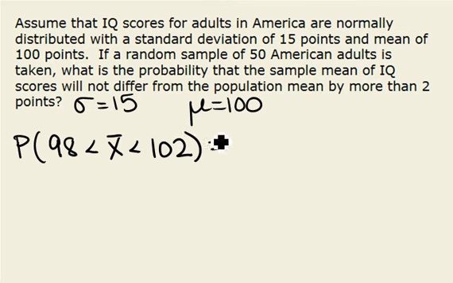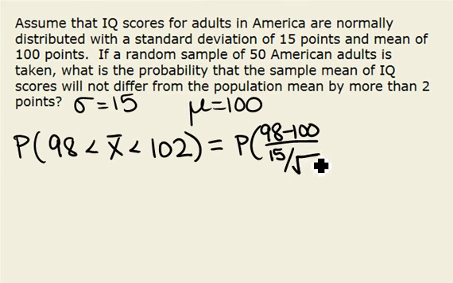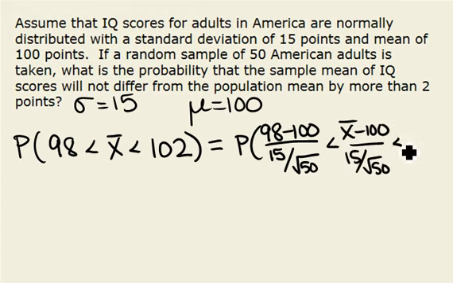to 98. To find this probability, since we know we have a normal distribution, we will convert to a standard normal z by subtracting the mean from everything, which is 100, and dividing by our standard deviation, which for the sample mean we have sigma over square root of n, and the sample size here is 50. So we will take x bar minus 100 over 15 over square root of 50, and then our last term is 102 minus 100 over 15 over square root of 50.